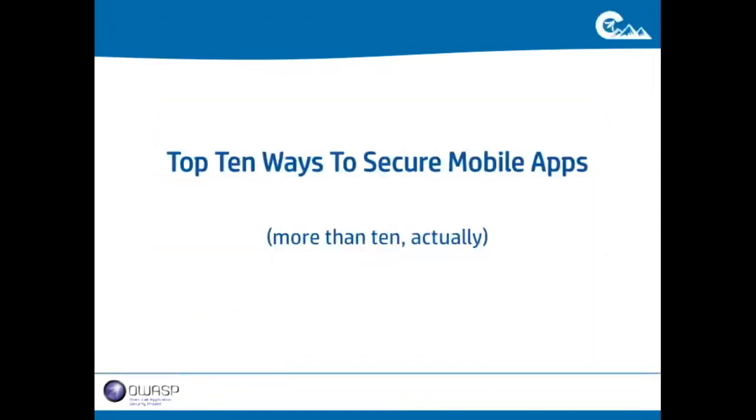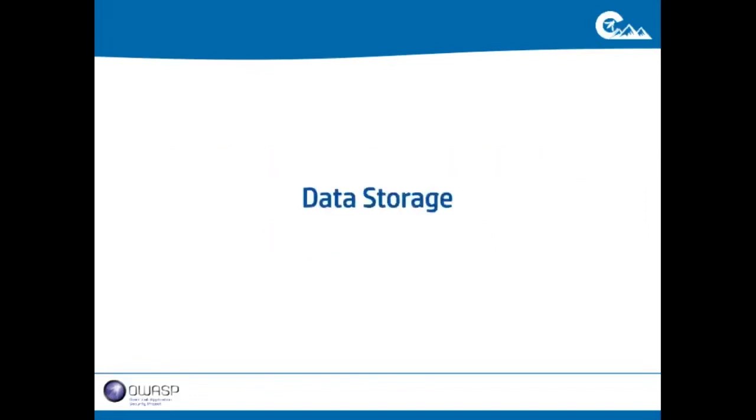So this presentation is the top 10 ways to secure your mobile apps. We have about 7.5 domains in here, top level domains like store your data securely and transport and stuff like that. But there's more than 10 recommendations. There's a lot more. So, take it as what you will. The first domain, and it matches the OWASP Mobile 10 verbatim, is data storage.